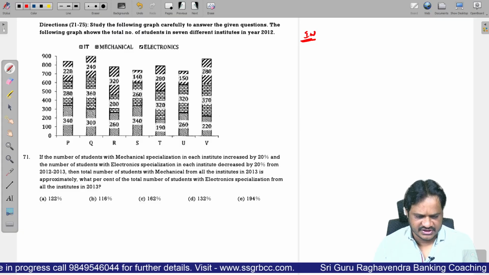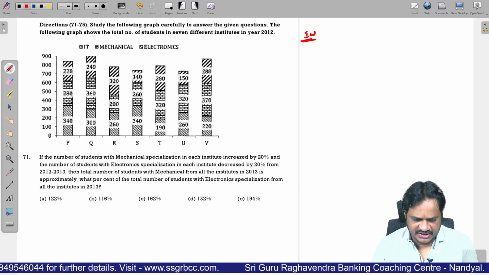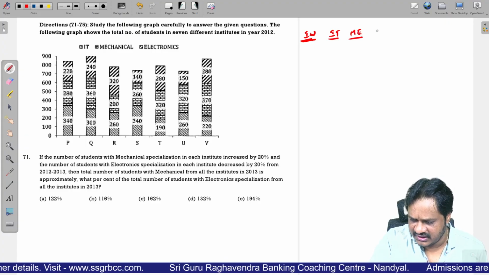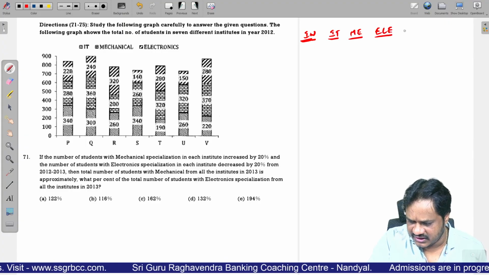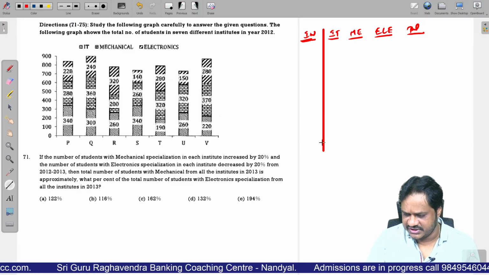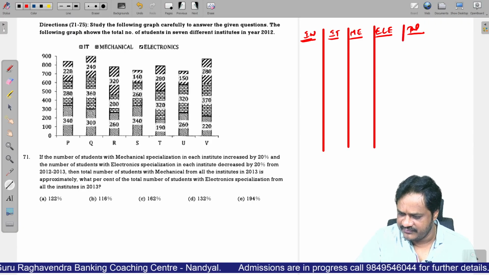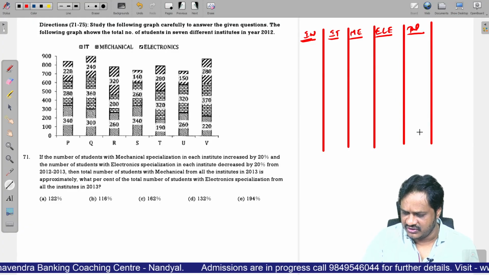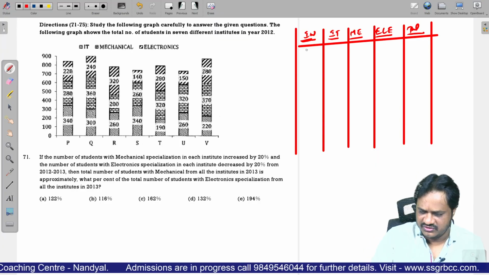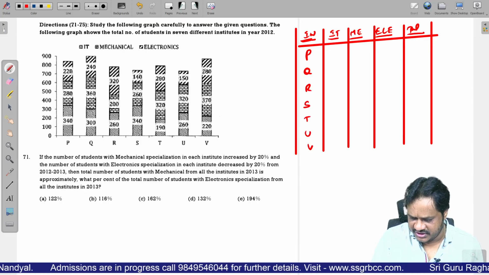So first it is IT. After IT, mechanical, then electronics, then we can take the total. The institute, IT, mechanical, electronics, and total. So below the institutes, you write down P, Q, R, S, T, U, and V.